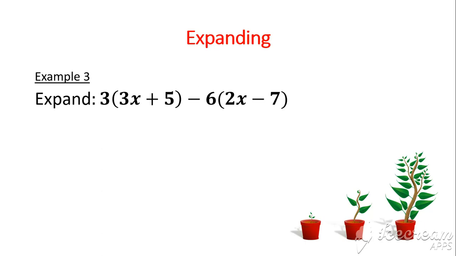Right, here's our third example. Let's expand and simplify the following expression. So let's start off by going 3 times 3x, which is 9x. 3 times positive 5, which is positive 15.